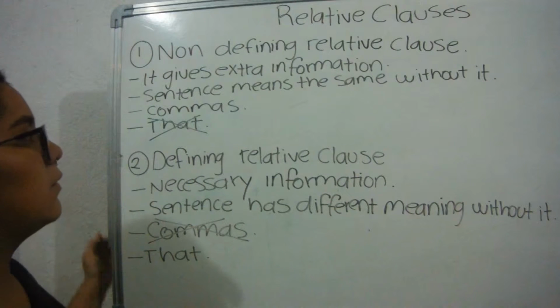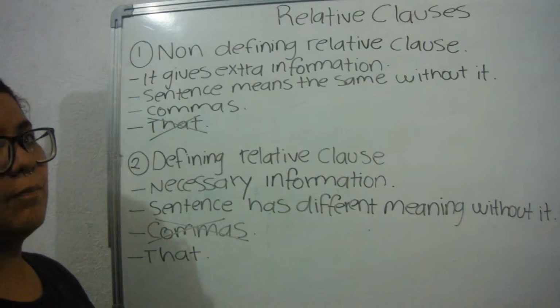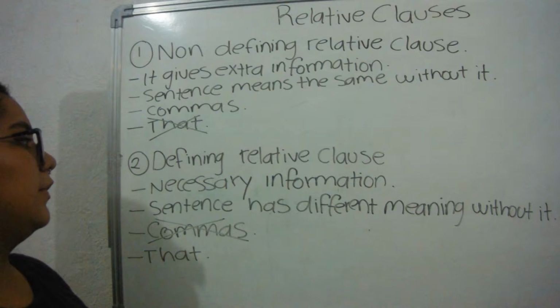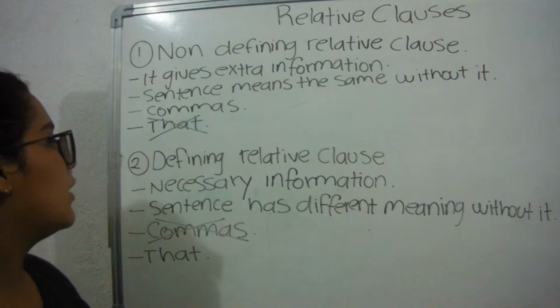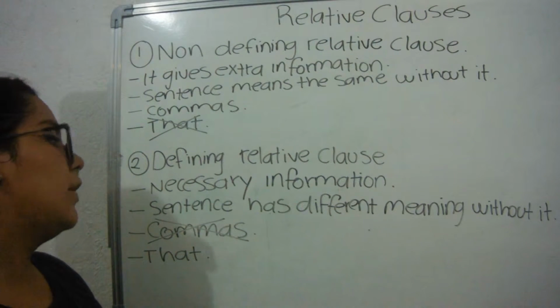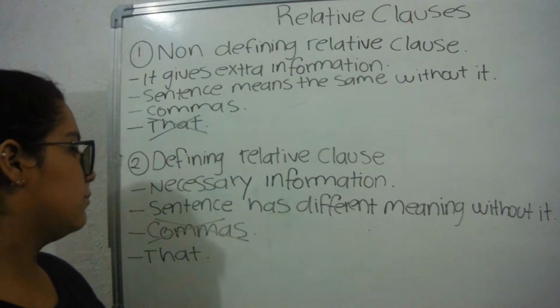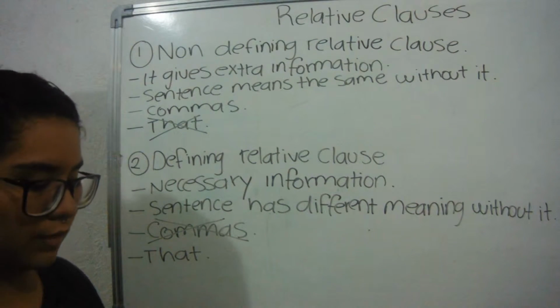In the second one we have defining relative clauses. In the first step we have that it gives necessary information. In the second one the sentence has a different meaning without it. In the third one it doesn't use commas. And in the fourth one it uses the word that.